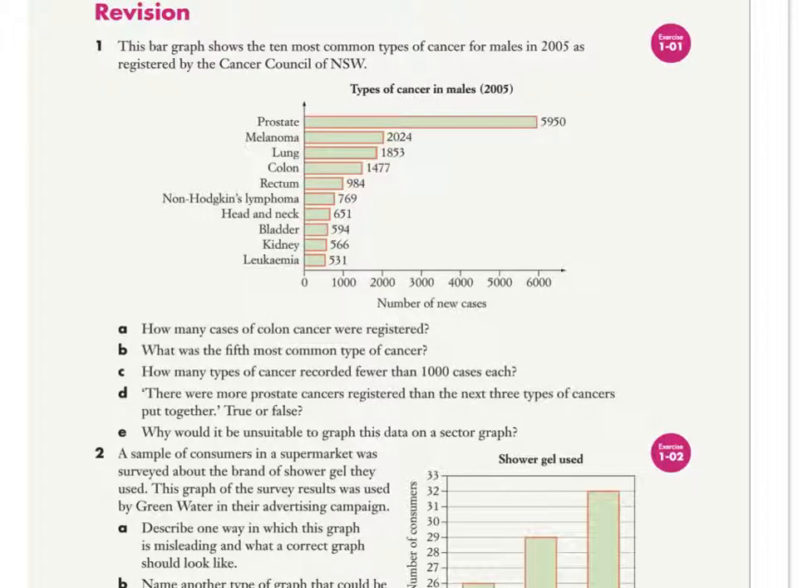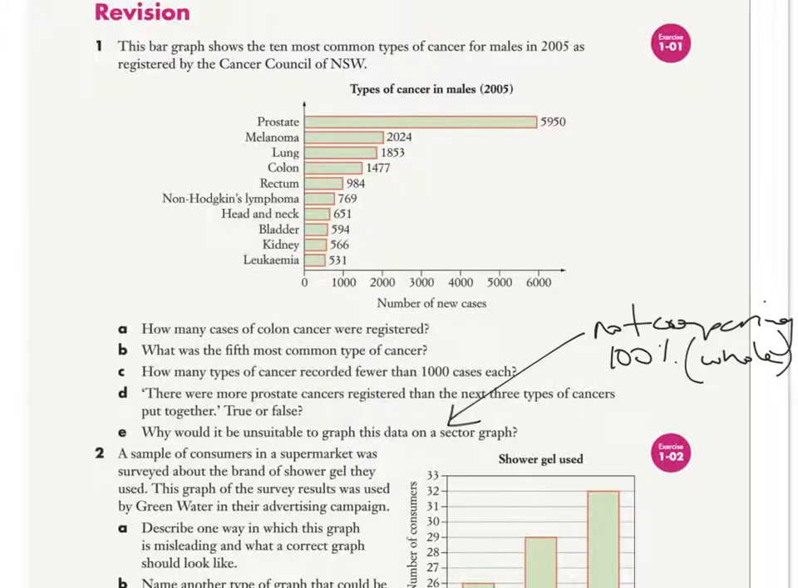Okay, collecting and presenting data. Okay, question 1. This horizontal bar graph or horizontal column graph, pretty easy to read. Really the only one that needs explanation is that one there. Why is it unsuitable to be in a sector graph? Because it's not comparing %, or the whole. Okay.